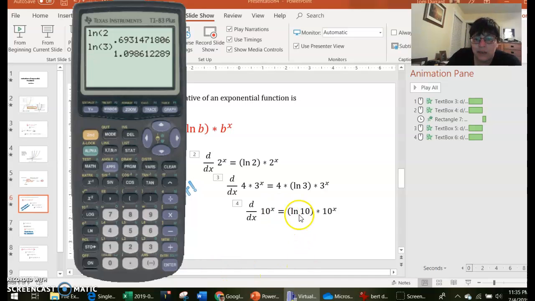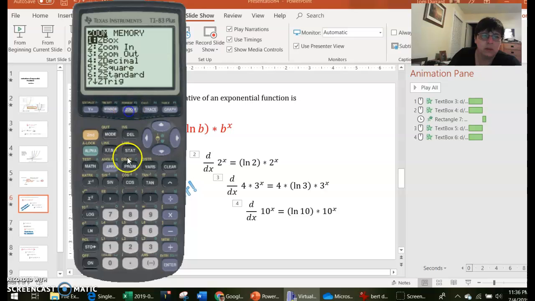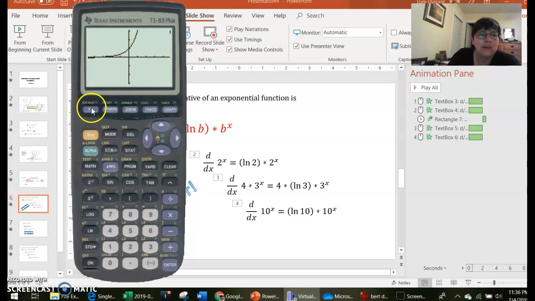Alright, here, natural log of 10. Let's just look at that natural log of 10 right now. So it's going to be about twice as big. So let me do zoom 4. Oh, I forgot to change it. There's that 3 to the x. And the natural log is really close to that. Let me change this. Okay, come on. Slow. Okay, there we go.